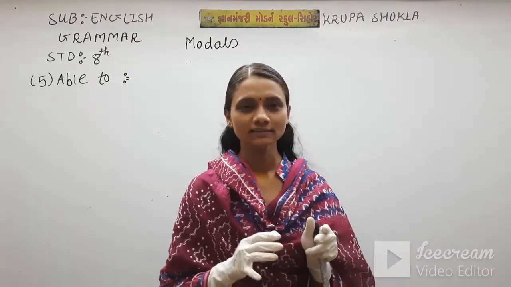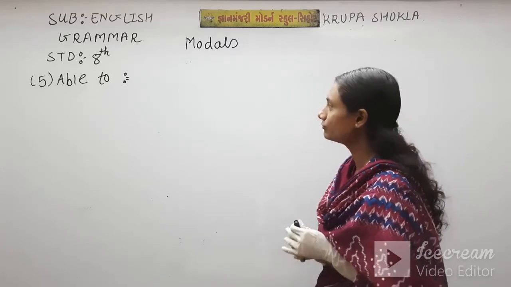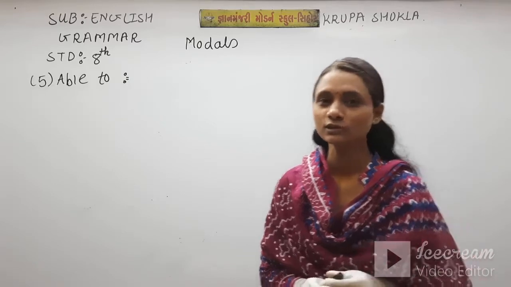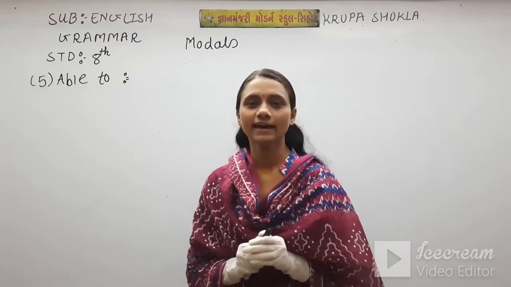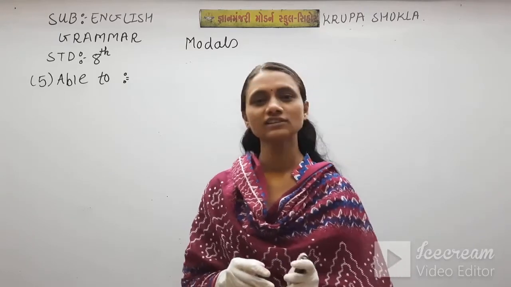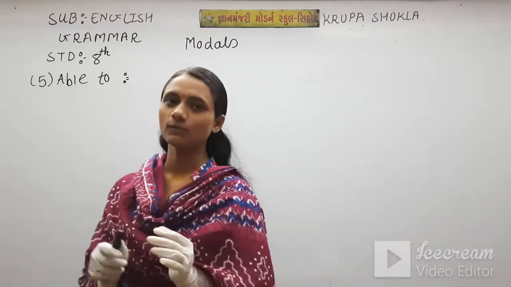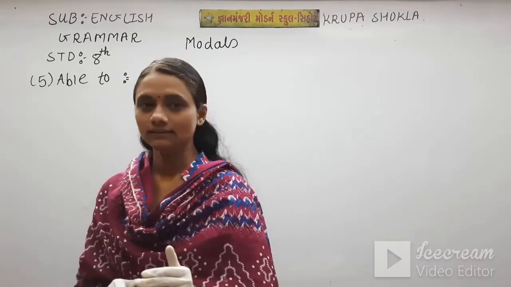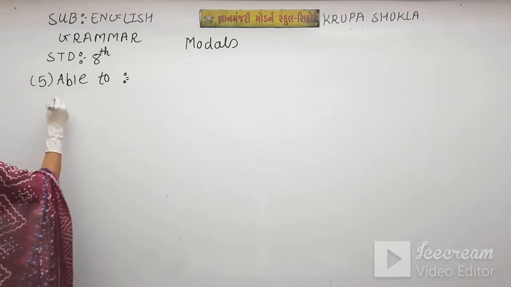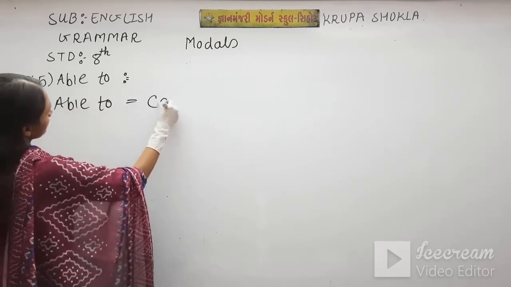And today we'll continue with the modal auxiliaries. Today we'll go to number 5, and that is "able to." Able to is also one of the modal auxiliaries, and we can say that able to is equal to can. The modal auxiliary can we have done in our previous video. So how is this able to used in a sentence? Let's start. We can say able to is equal to can.